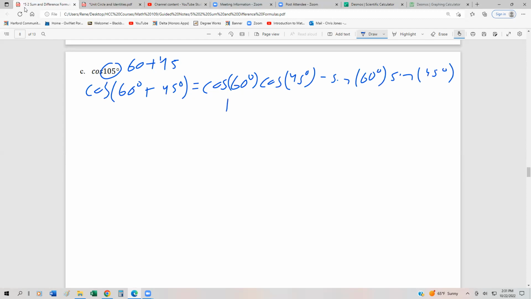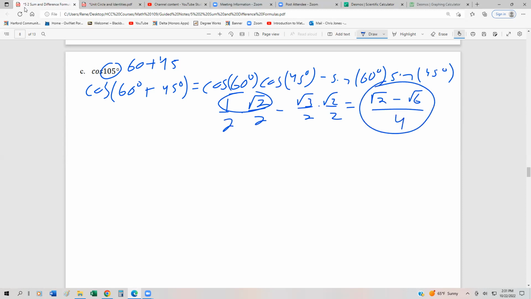Right? Cosine of 60, a half. Cosine of 45, root 2 over 2. Sine of 60 is going to be root 3 over 2. Sine of 45 is going to be root 2 over 2. Right? And we multiply 1 times root 2 is root 2. We have a minus sign. Root 3 times root 2 is root 6. 2 times 2 is 4.